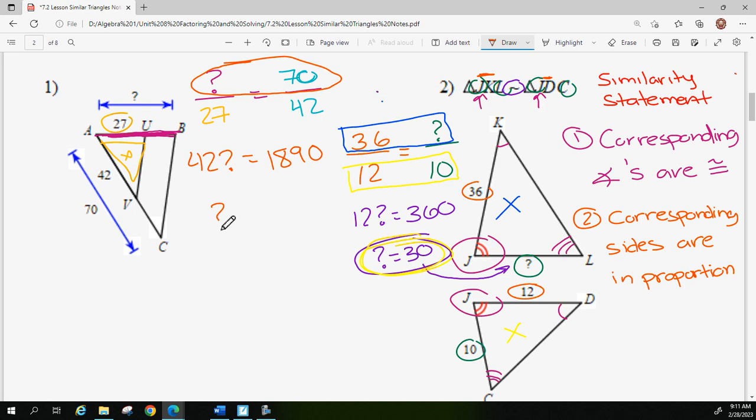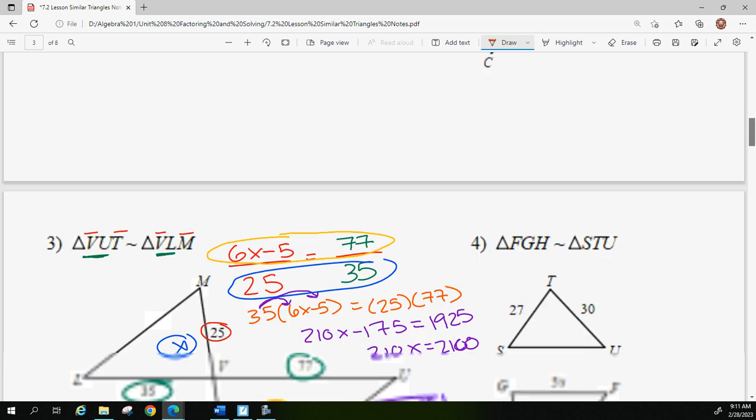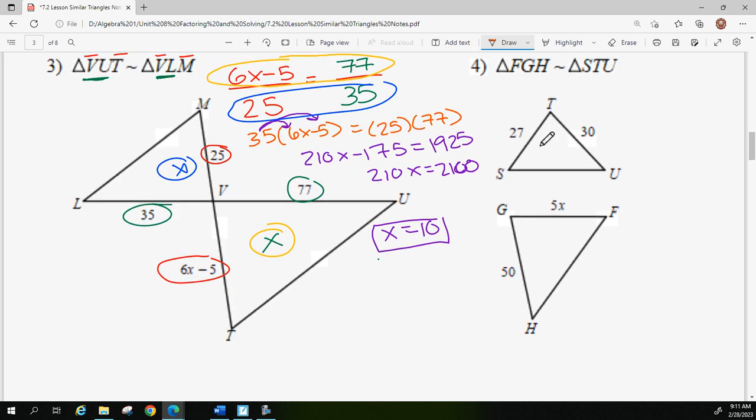I'm going to divide both sides by 42 and get my missing piece. So I did have an extra one here. I'm not going to solve this completely, but I will set up the fractions just as one more example.